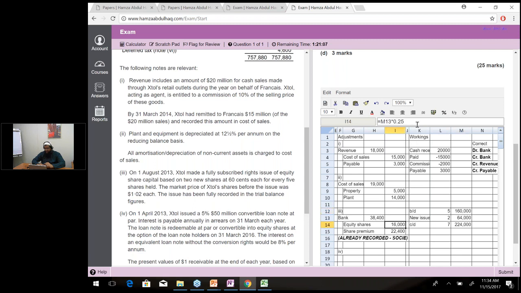16,000 is actually the new issue of 64,000 multiplied by the par value of 0.25. The new issue of 64,000 into the par value of 0.25. So we have used the par value to record the shares.